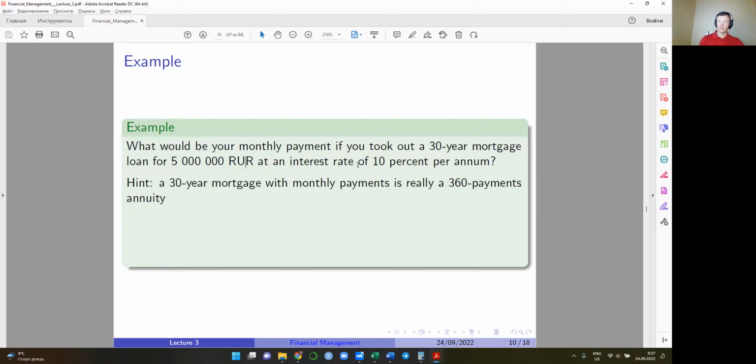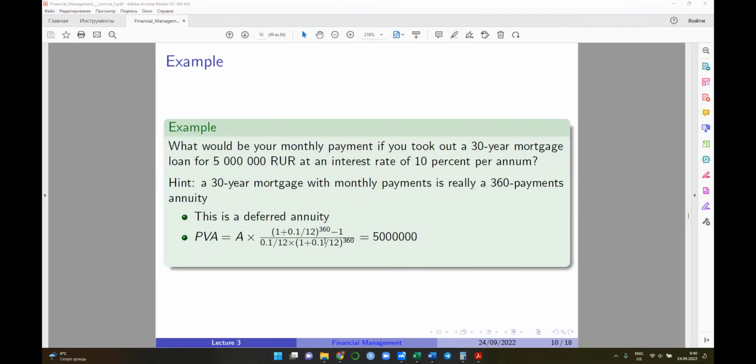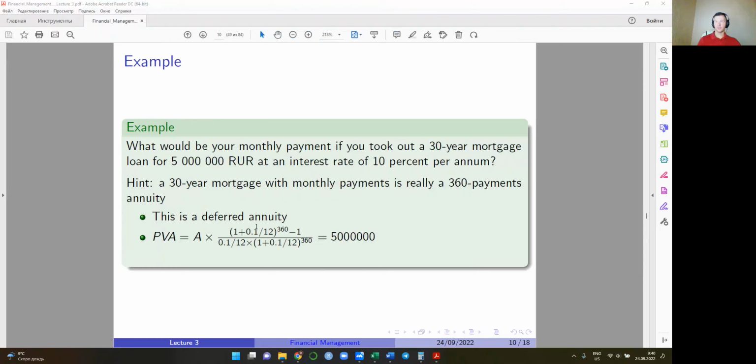In order to calculate the answer, you first have to identify that this is a deferred annuity. You start your payments 1 month after you receive this loan. It's not right now. Your stream of payments to the bank starts at the end of the first month. Now, what do we know? Oh my god, there is a typo. After that, we just plug everything into the formula of the present value of an annuity.